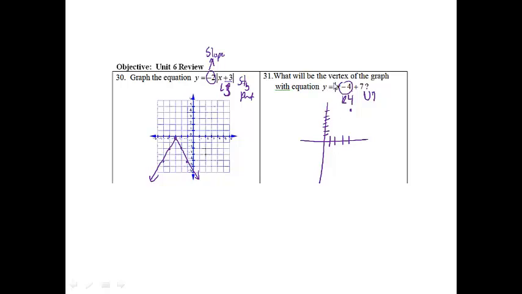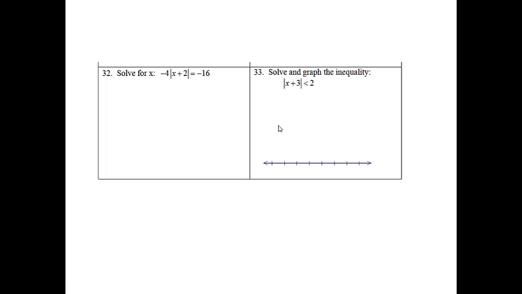Then since there's nothing out front, we can assume it's a 1, so my slope is 1, so go up 1 over 1, up 1 over 1, and so on, so it's going to be a V looking like that. And it asks us for the vertex. Well, the vertex is just the point in the middle. We had to go to the right 4 and up 7, so my vertex is going to be the point (4, 7).